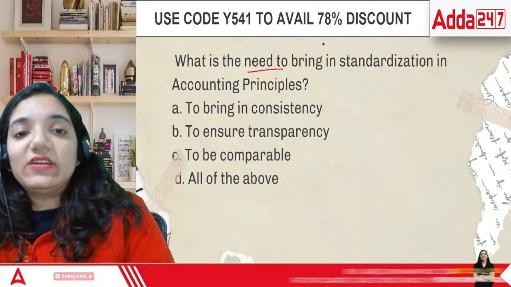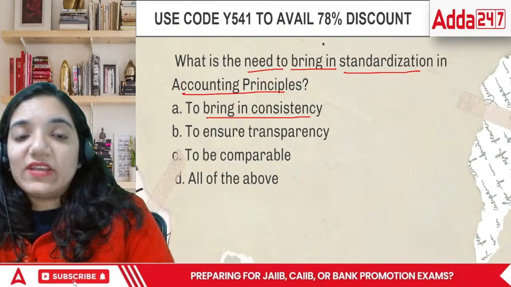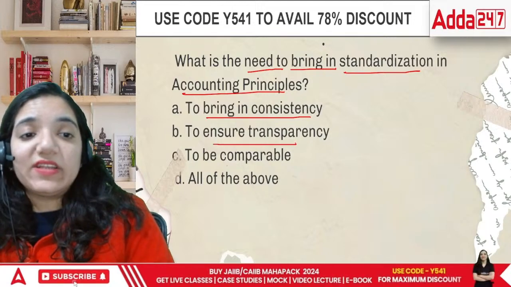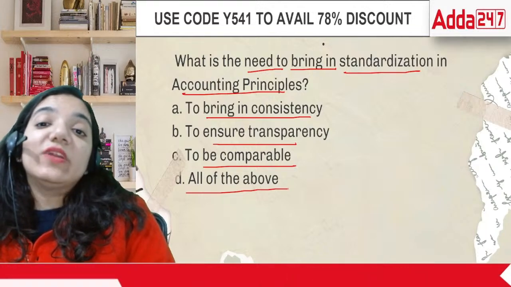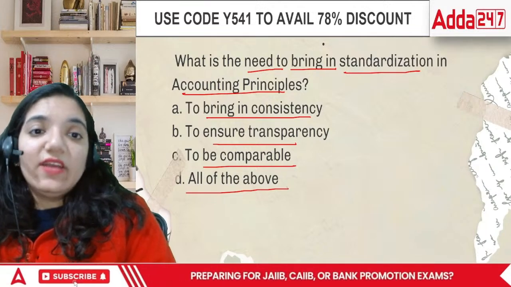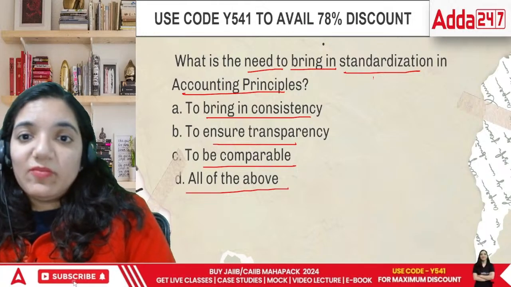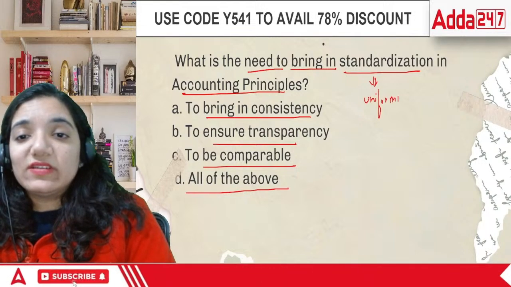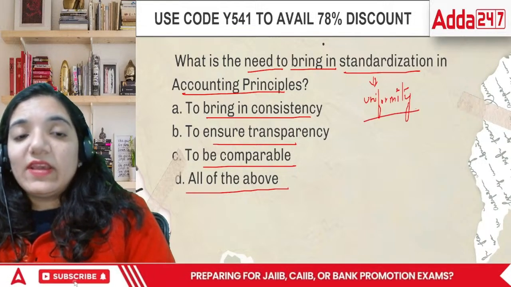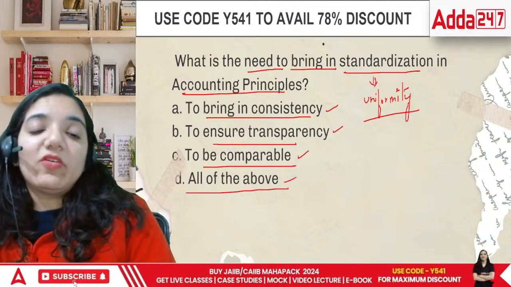What is the need to bring standardization in accounting principles? To bring in consistency, to ensure transparency, to be comparable, or all of the above? When we are trying to bring standardization, standardization means uniformity. We are bringing uniformity throughout the area regarding the rules. So this is to bring consistency, transparency, and comparability. The correct answer is all of the above.